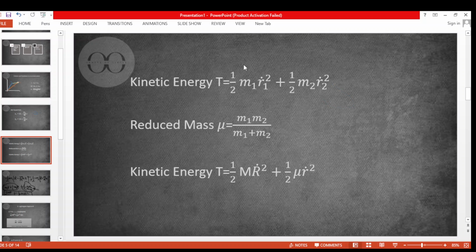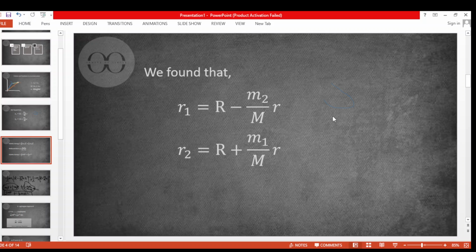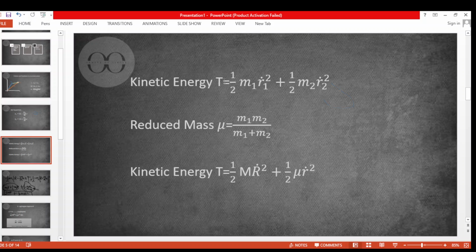In this kinetic energy equation, it was a 6 degree of freedom equation. We substituted r1 dot and r2 dot that were previously found in this relation. After substituting and doing some basic algebra, we came to this equation, which has 3 degrees of freedom.